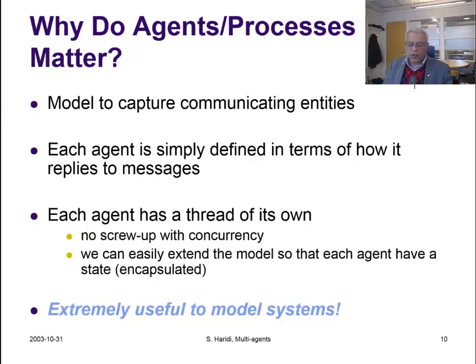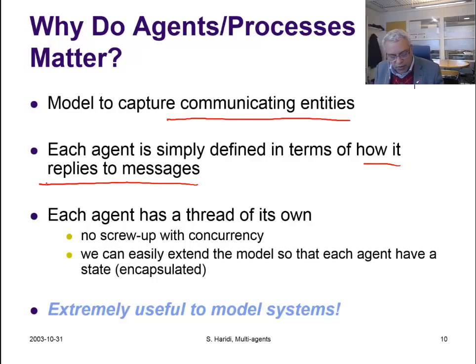So actually, we created an agent abstraction. This agent abstraction can give us agents that capture communicating entities that can communicate together through message passing. We give to each agent its specialized actions in the form of a one argument procedure. So each agent simply is defined in terms of how it replies to messages. So in this system, we can organize our software as a set of agents. Each agent has a thread of its own. Concurrency is clear, just through message passing. No shared memory and no shared state.